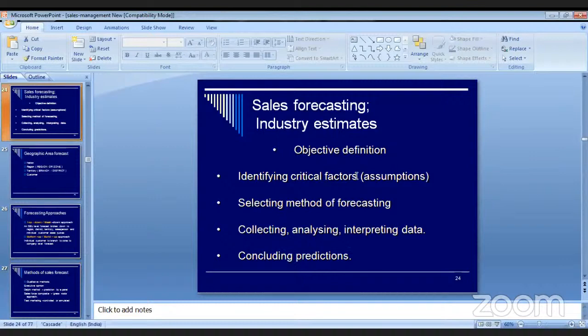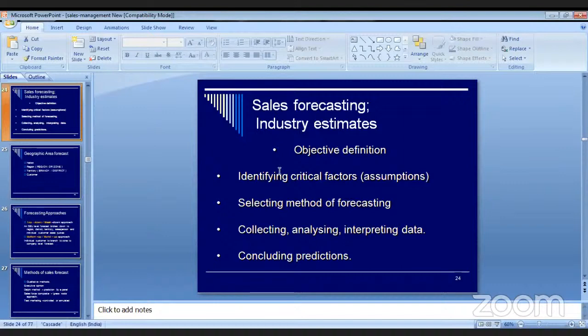Preparing, producing an agricultural product, you are forecasting what the difficulties are, what assumptions you are making, and which are the critical factors or critical problems you can face in future. So that is your forecasting. Identifying critical factors, selecting the method of forecasting, collecting, analyzing and interpreting data.